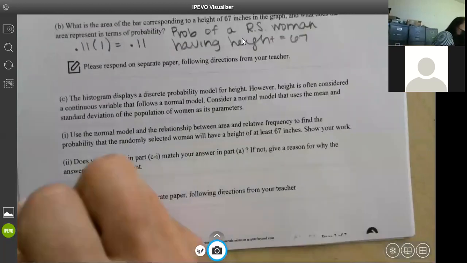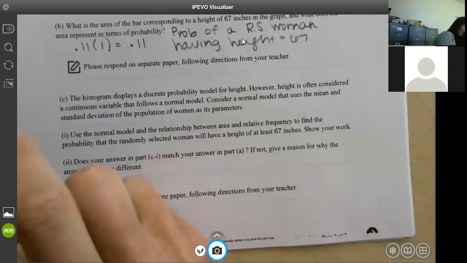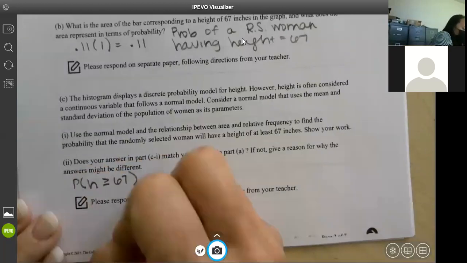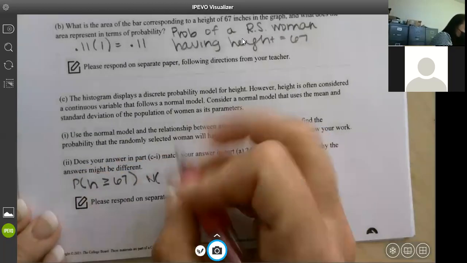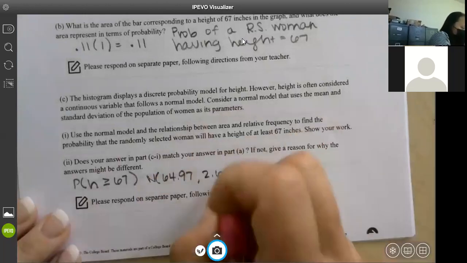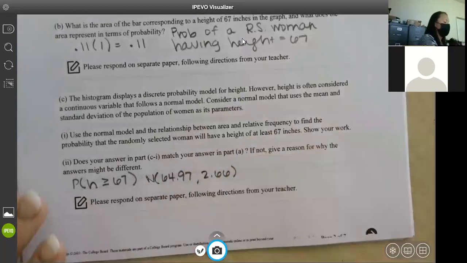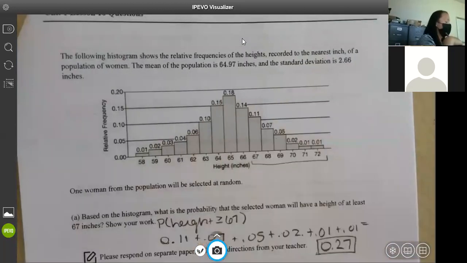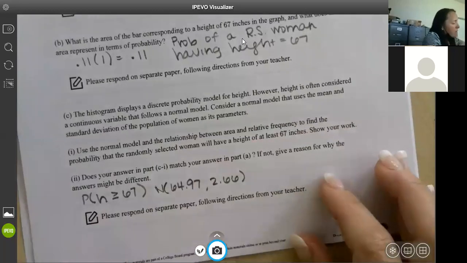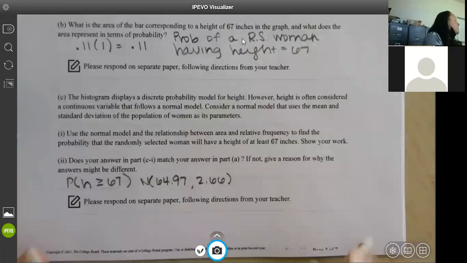So we're going to do the same thing where the probability of the height is at least 67. But this time it's telling you to use the normal curve with a mean of 64.97 and the standard deviation of 2.66. Those numbers came from the problem. So right there. Is that good? All right, so how do I find the probability given the mean and the standard deviation? What do I use? Don't think too hard. You know how to do this. Normal CDF.